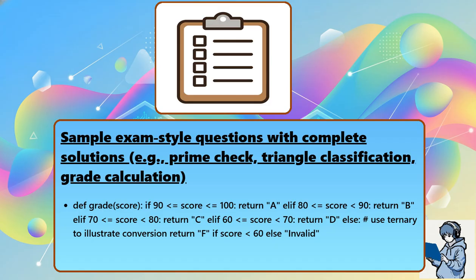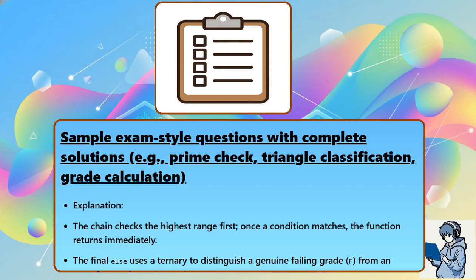Else if 60 less than or equal to score less than 70, return D. Else return F if score less than 60, else invalid. The chain checks the highest range first. Once a condition matches, the function returns immediately. The final else uses a ternary to distinguish a genuine failing grade F from an out-of-range input, invalid.